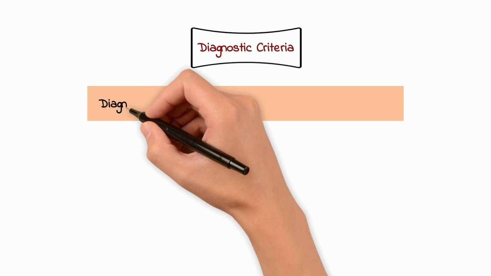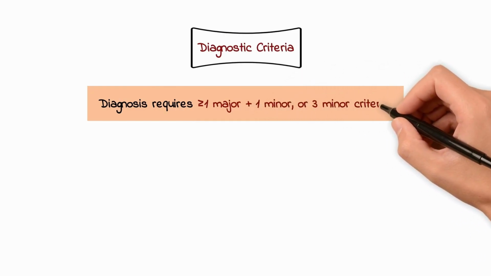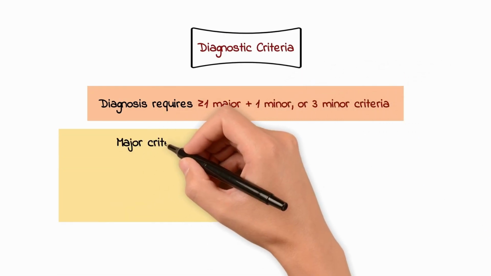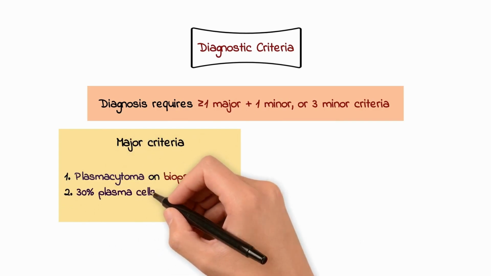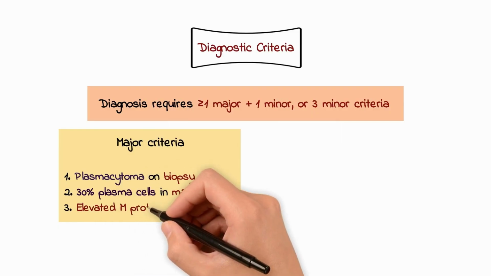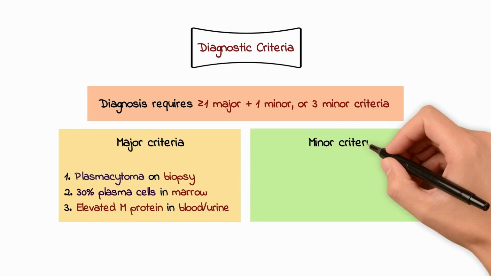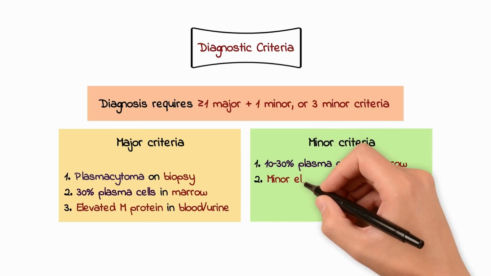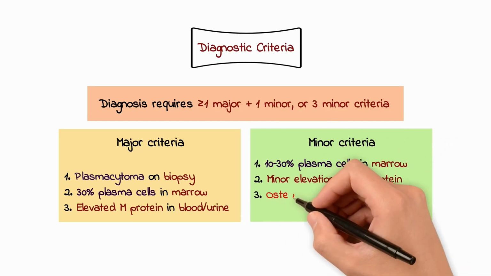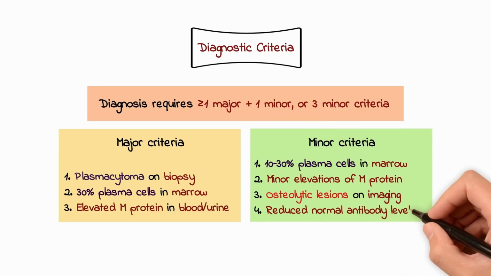Diagnostic criteria. Diagnosis requires at least one major and one minor or 3 minor criteria. Major criteria: plasmacytoma on biopsy, 30% plasma cells in marrow, and elevated M protein in blood or urine. Minor criteria include 10 to 30% plasma cells in the marrow, minor elevations of M protein, osteolytic lesions on imaging, and reduced normal antibody levels.